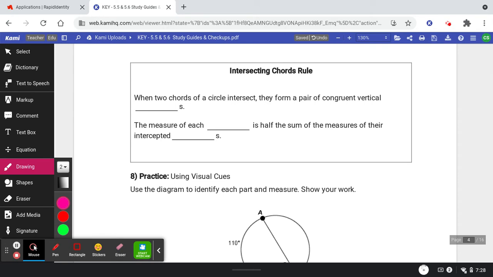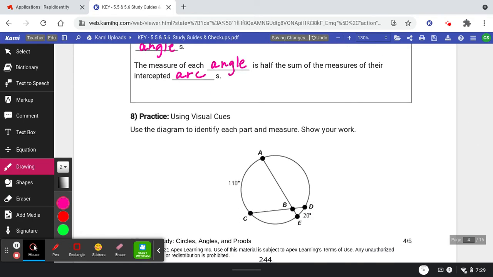All right, when two chords of a circle intersect, they form a pair of congruent vertical angles. The measure of each angle is half the sum of the measures of their intercepted arcs. So check this out. You've got a circle with two chords, and do you see that they're forming congruent vertical angles right there? Those are congruent vertical angles.